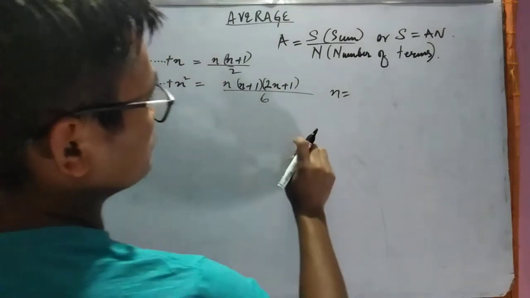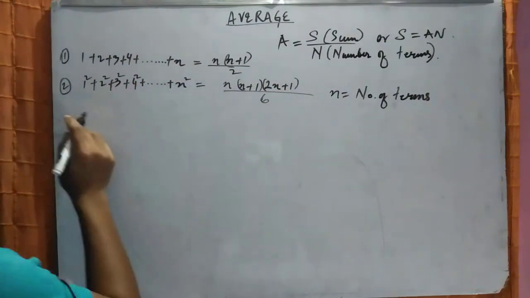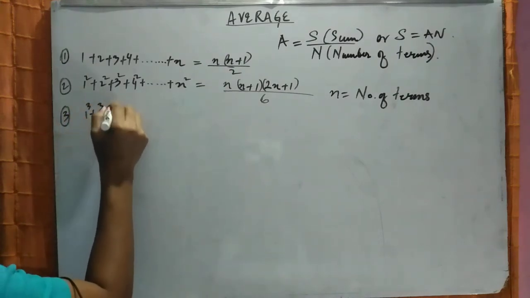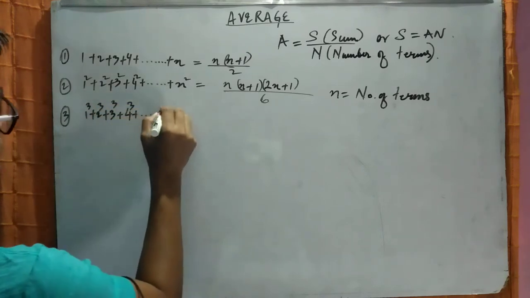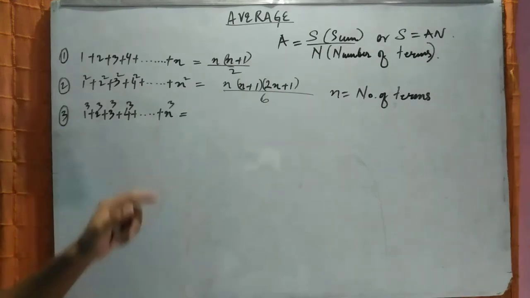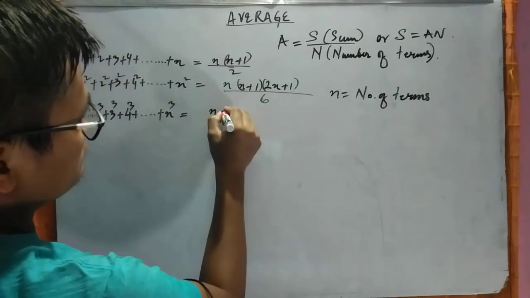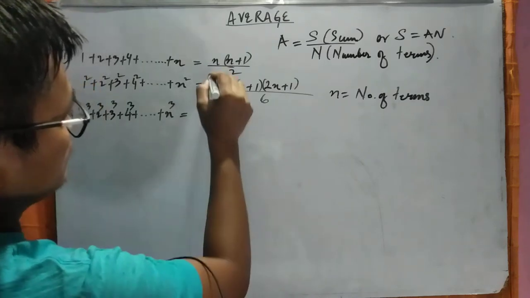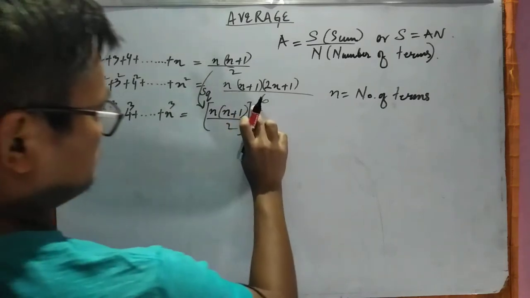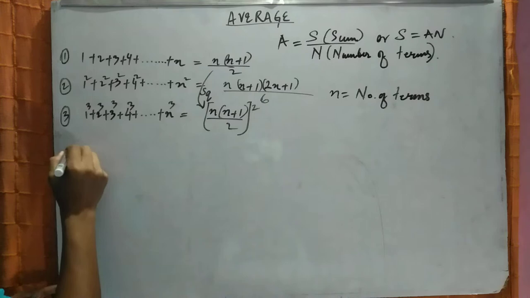N equal to number of times. Function. Sum of cubes of n natural numbers. N to number of times. N can be any number. Square it is.